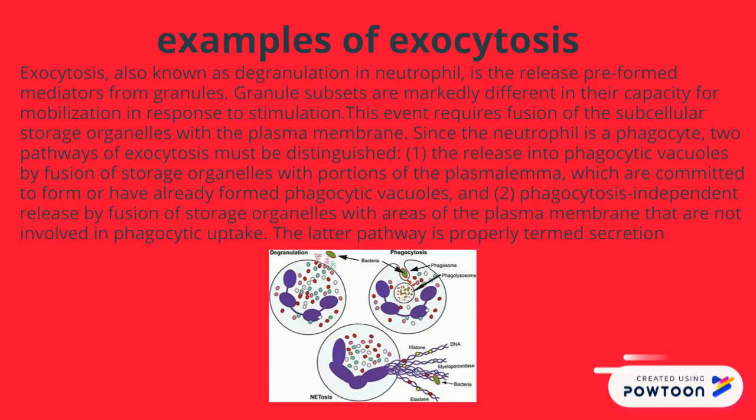1. The release into phagocytic vacuoles by fusion of storage organelles with portions of the plasmalemma which are committed to form or have already formed phagocytic vacuoles. And 2. Phagocytosis-independent release by fusion of storage organelles with areas of the plasma membrane that are not involved in phagocytic uptake. The latter pathway is popularly termed secretion.